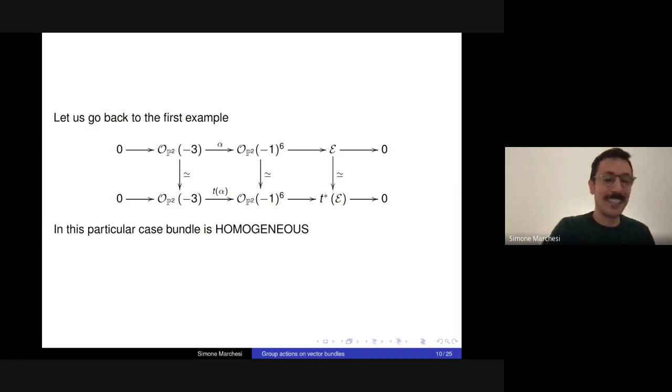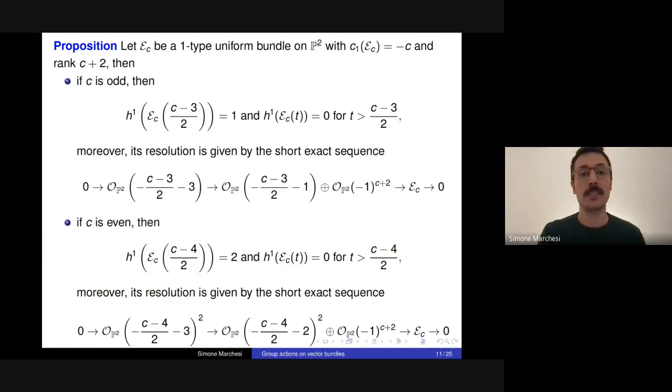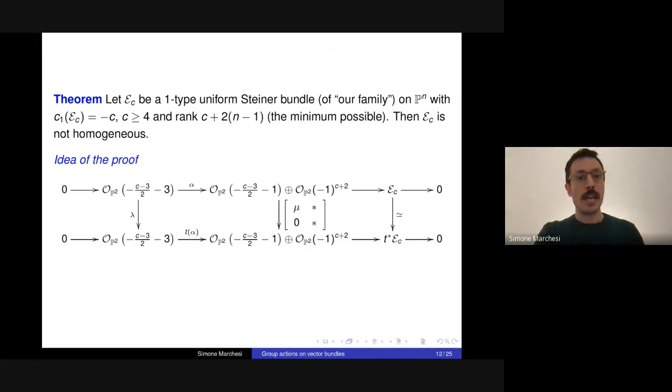Fortunately, in this case, this particular bundle is homogeneous. But what do we have for our other examples? And I start basically on P2. Because when I have a one-type uniform bundle on P2 with first Chern class -c and rank c+2, then we can still find the resolution. The Steiner hypothesis and uniform of type 1 give us technical lemmas that allow us to find a resolution for the bundle. We have two resolutions, one for odd first Chern class and one for even, but still, we have the resolution. And once we have the resolution, then for c greater or equal to 4, all the families that we constructed before, we can prove that they are not homogeneous.